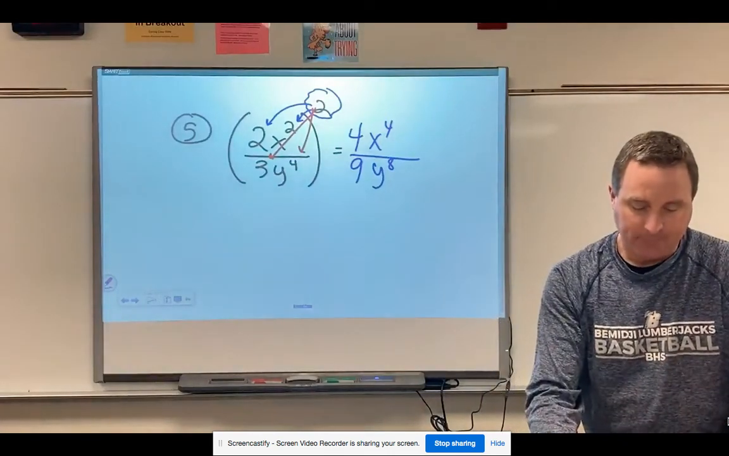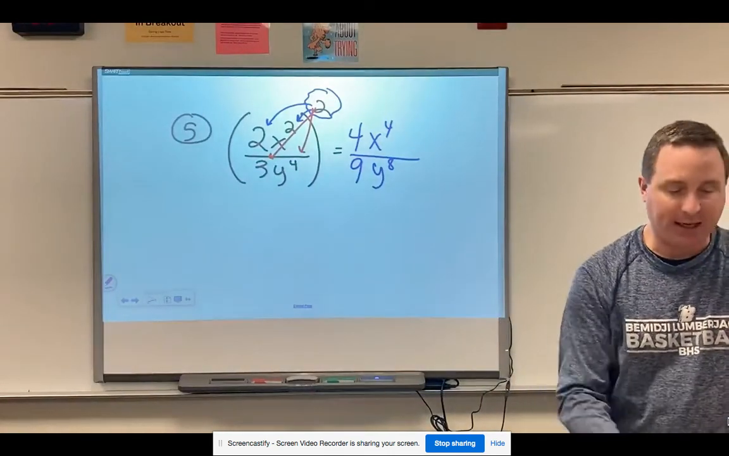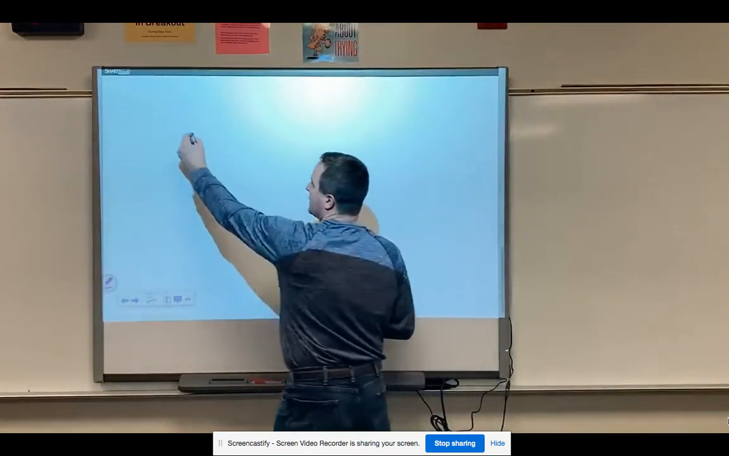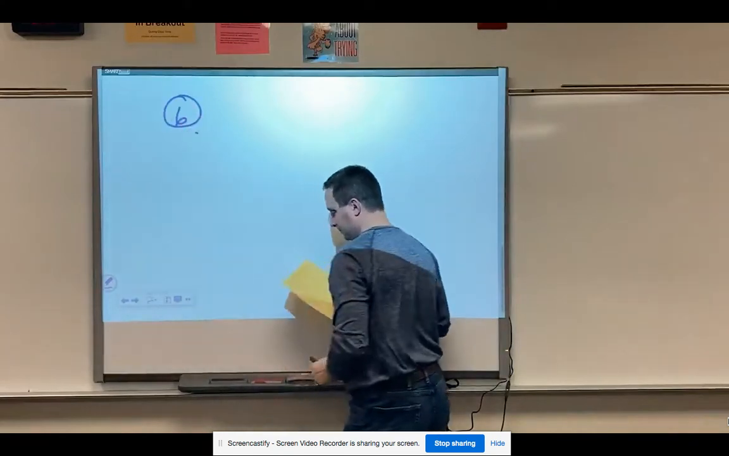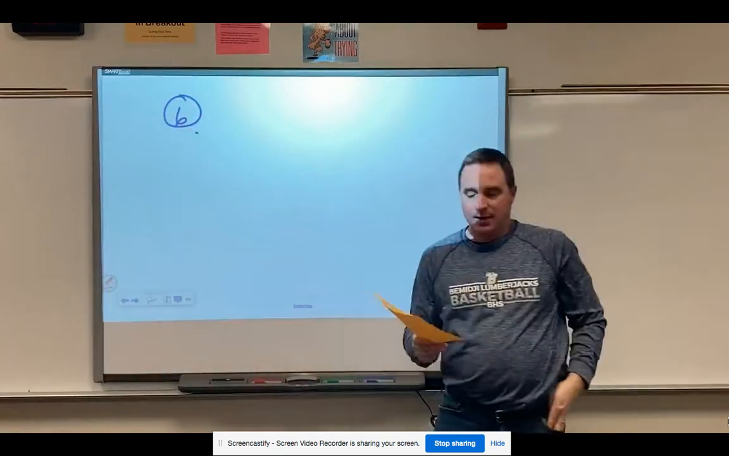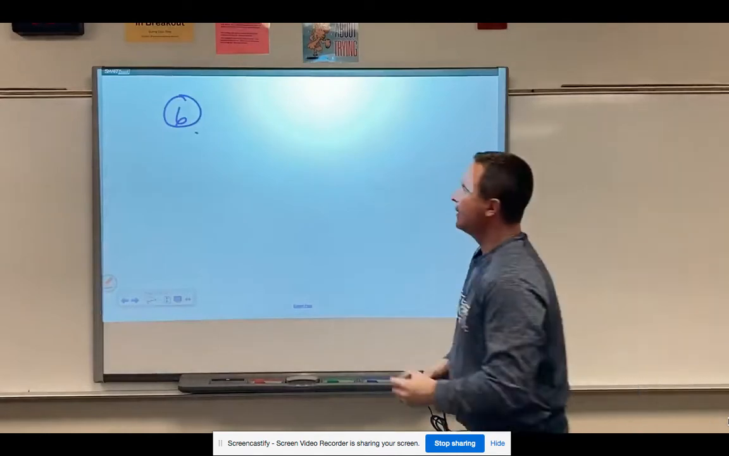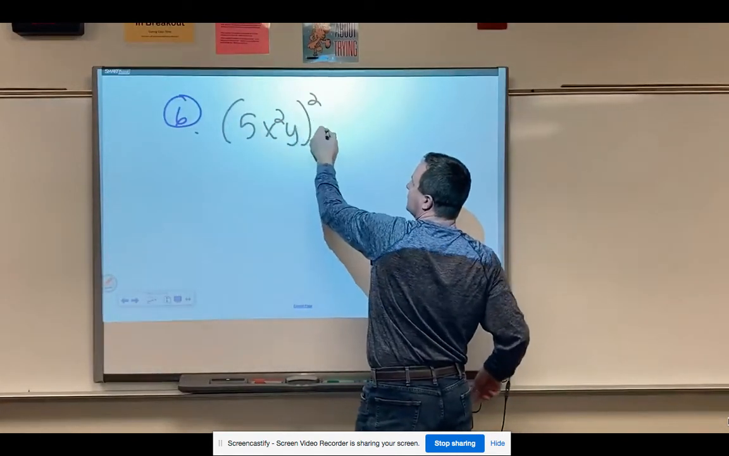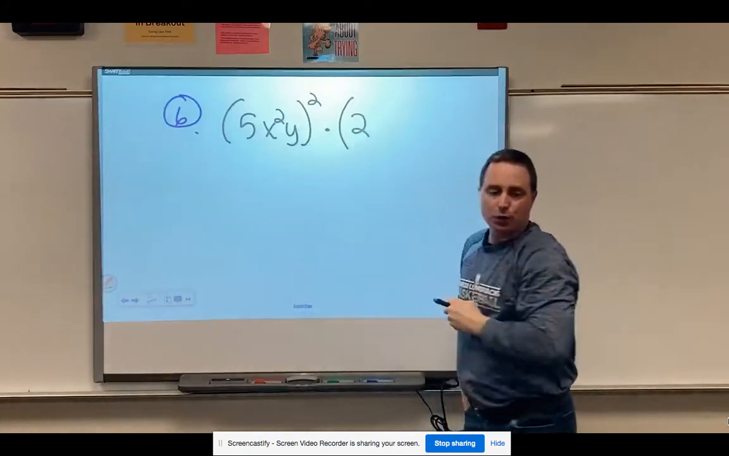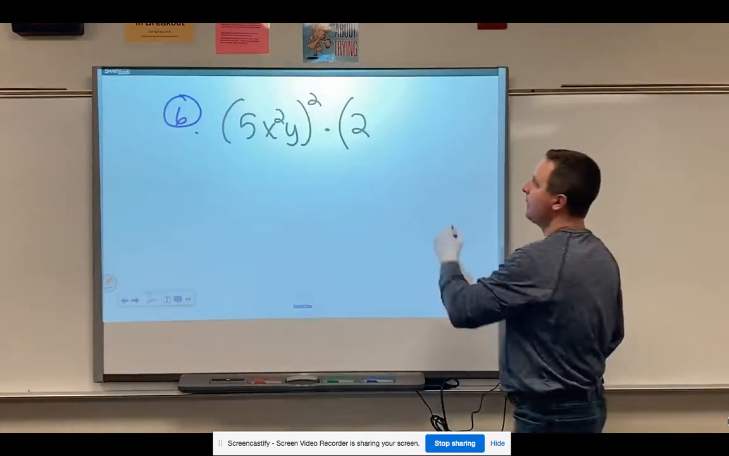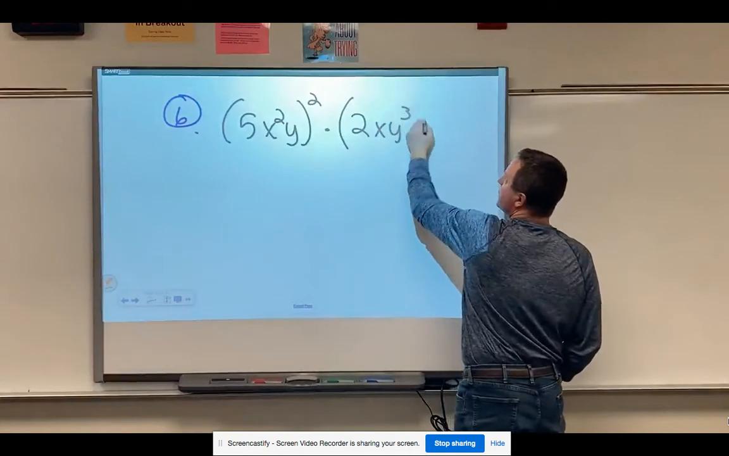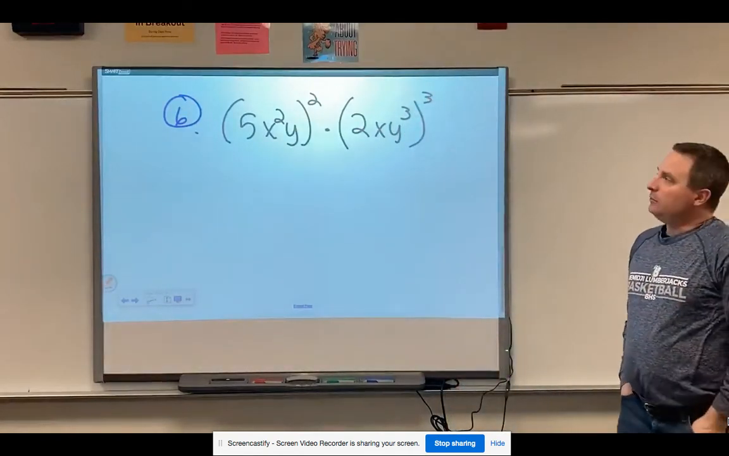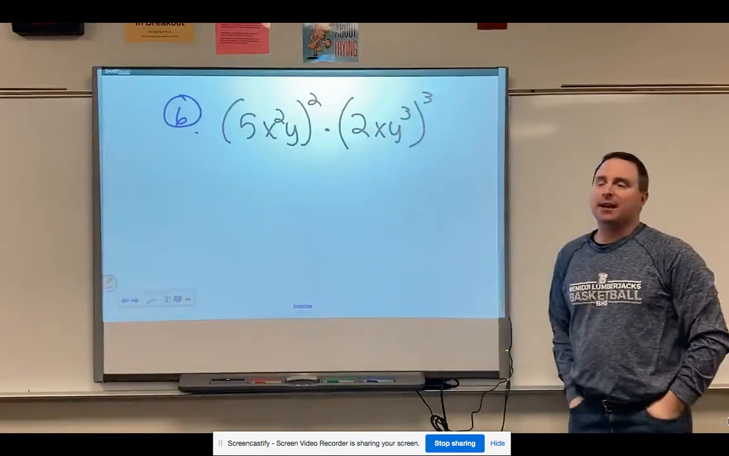All right, I got 3 last ones I want to do. We're going to combine the whole shooting match together. Try these last 3 problems. Here's number 6: 5x squared y squared times 2xy cubed, all cubed.